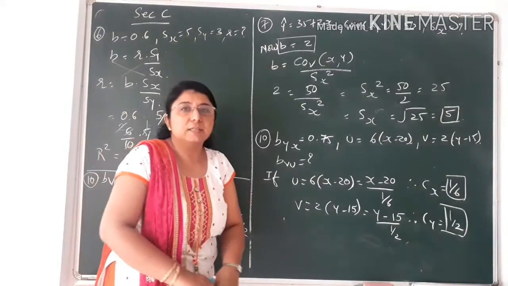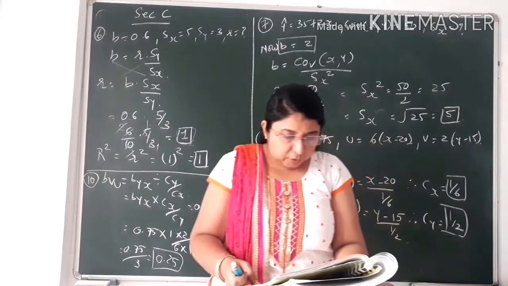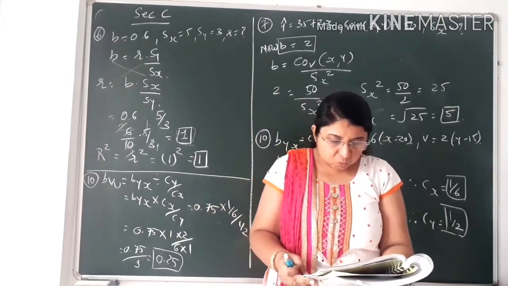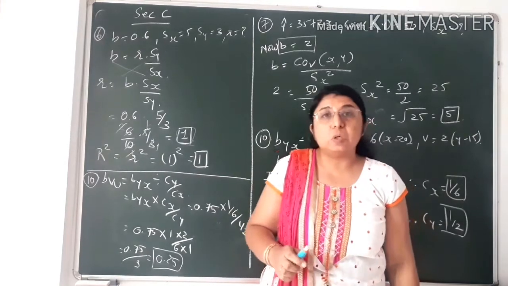Now moving on to the next sum that I have chosen, that is question number 7 of the same section, that is section C. Let us read the question first of all. If the regression line of y on x is y cap is equal to 35 plus 2x, you are knowing y cap is equal to a plus bx.